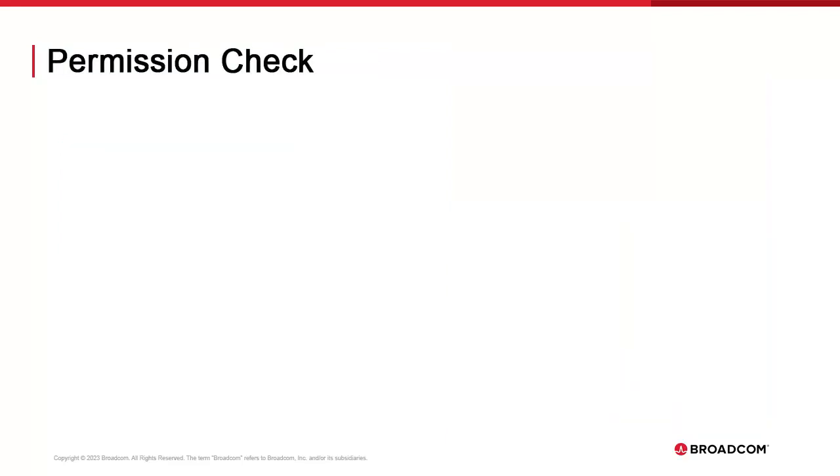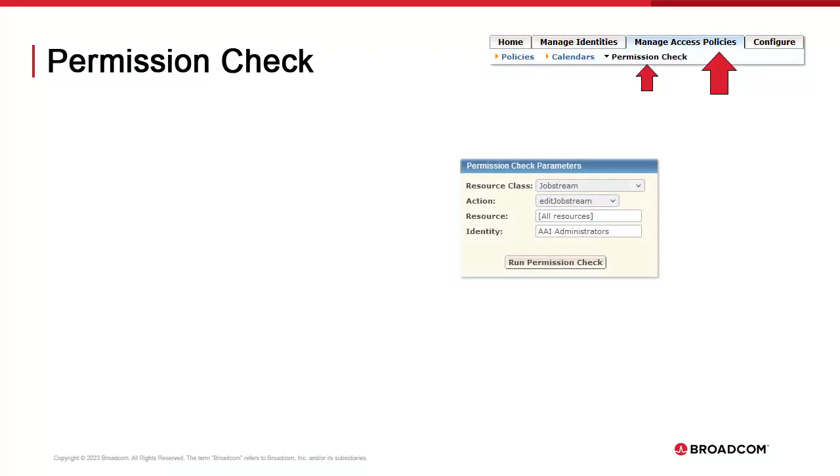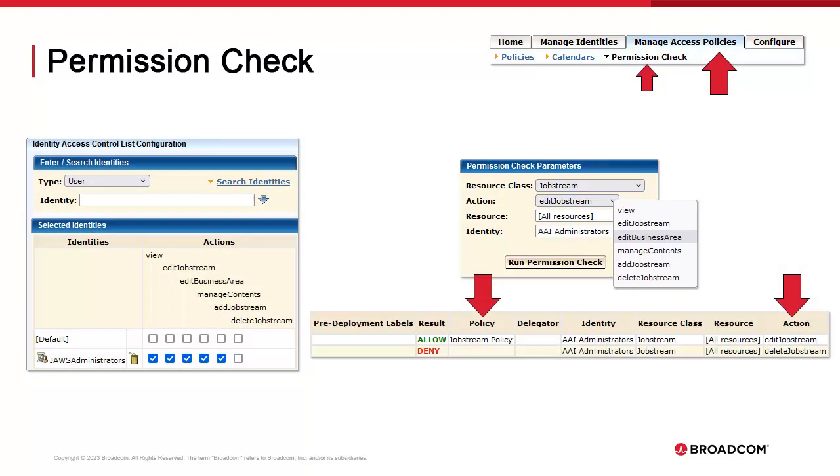Permission check allows you to test your policy. It's found in the Manage Access Policies tab under the Permission Check menu. You enter the resource class, say JobStream, the action you want to test, the actual resource, say a business area and a job stream, and the user. You click Run Permission Check. It tells you if the user is allowed or denied. Since actions are denied by default, allows show the responsible policy.